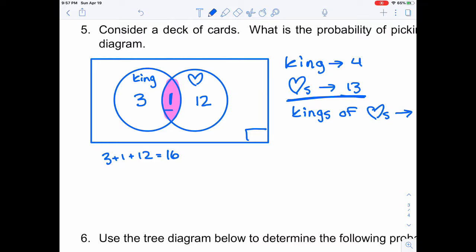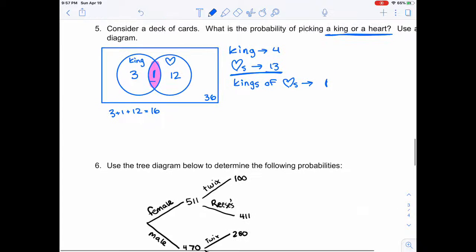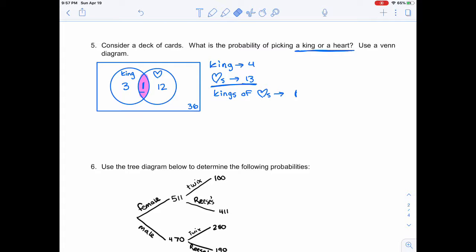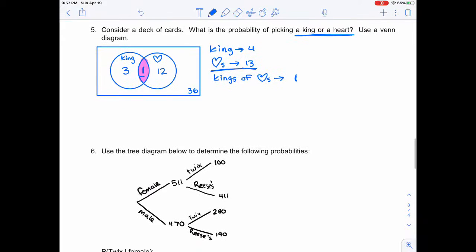So that means down here in the lower right-hand corner, that leaves 36 cards remain out of our deck, okay? So now we have a Venn diagram that's representing our entire deck of cards, and specifically the kings and the hearts. So now that we have that, we're going to go ahead and find the actual probability, okay?